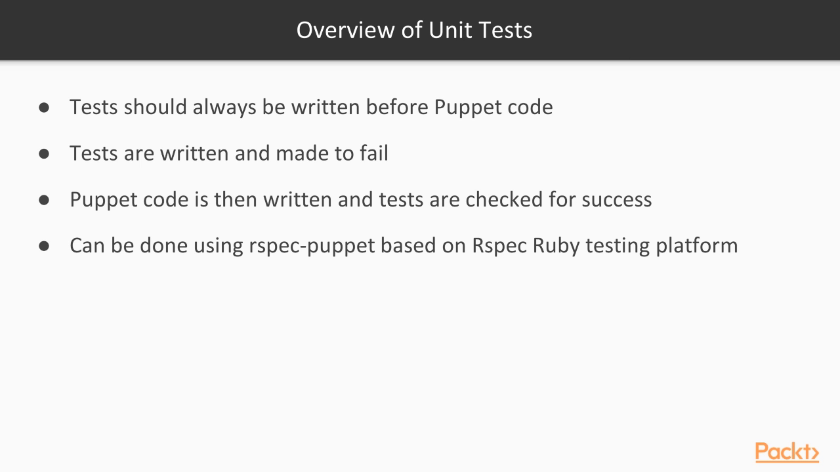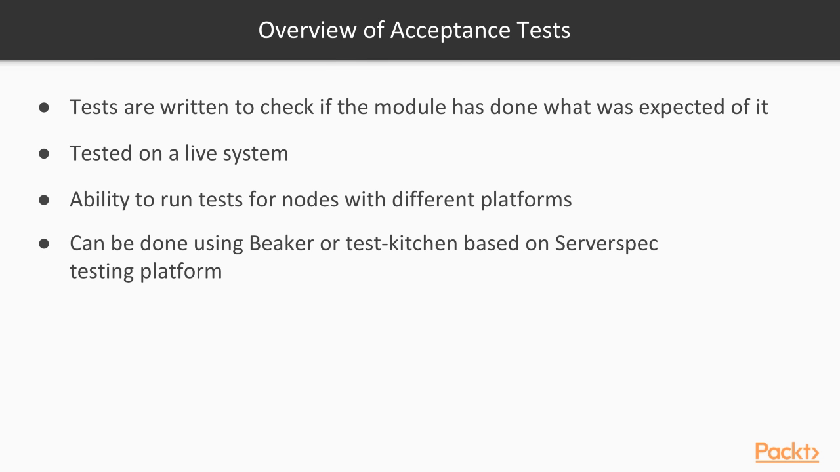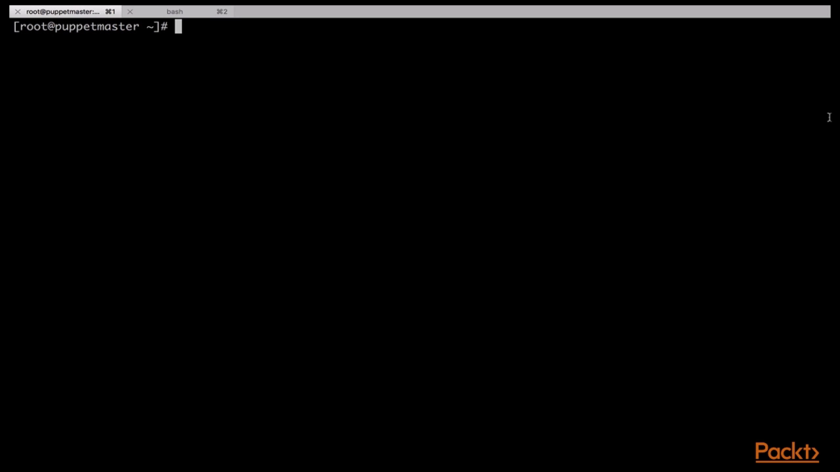Acceptance tests are performed after the module has been applied to a running system. It checks if all the tasks that were expected of the module have been applied correctly and the system is in the correct state in terms of resources and system components. Tests can be executed on nodes running different platforms, and tools like Beaker or Test Kitchen can be used to configure tests.